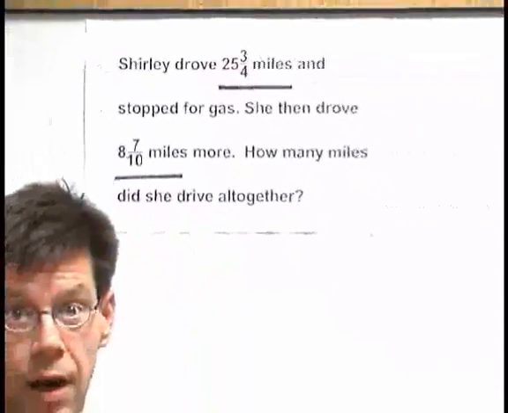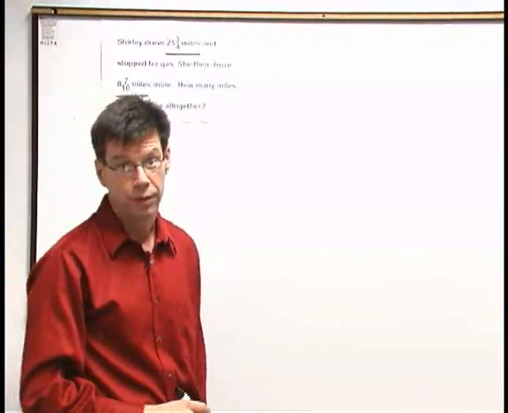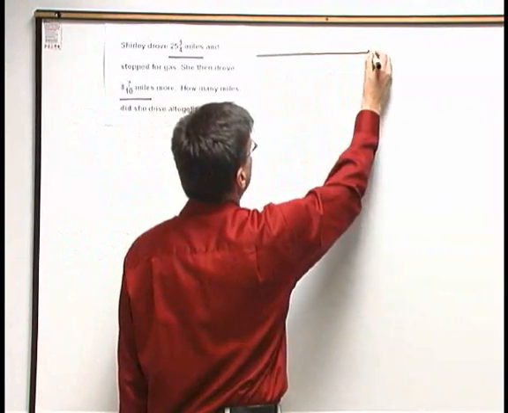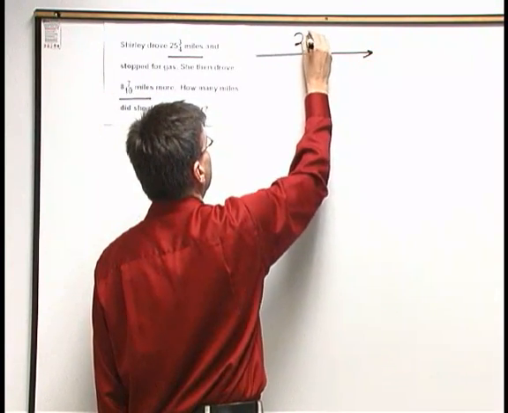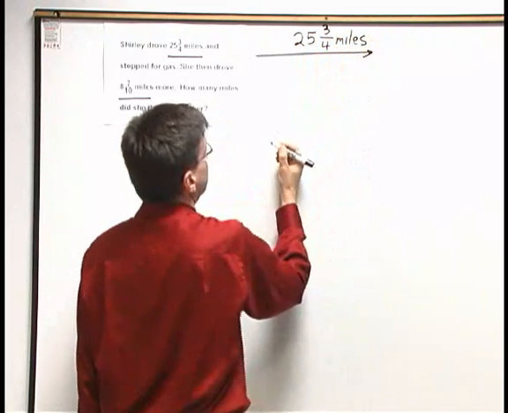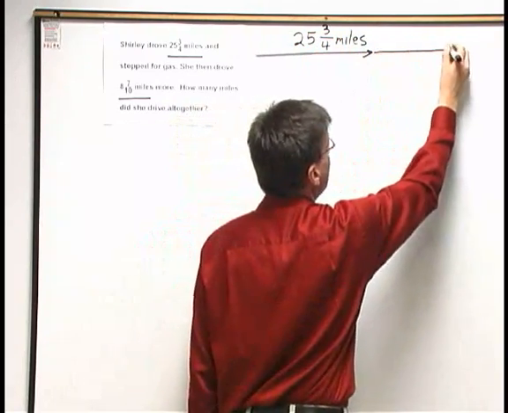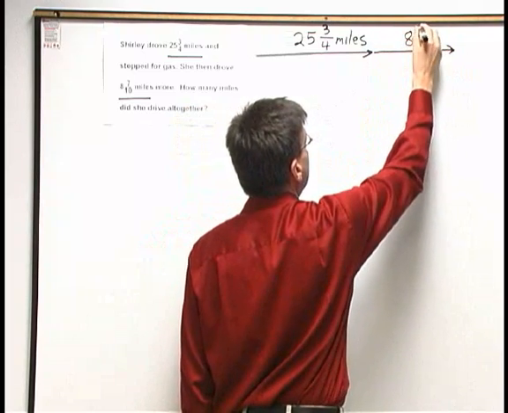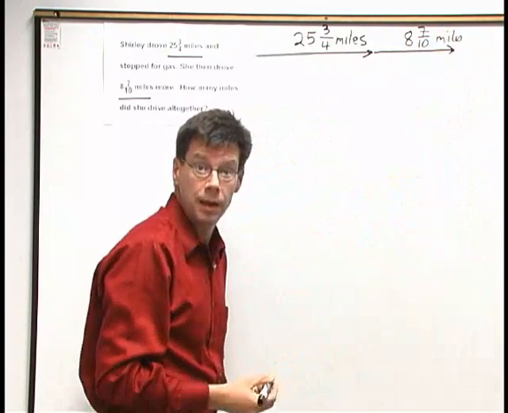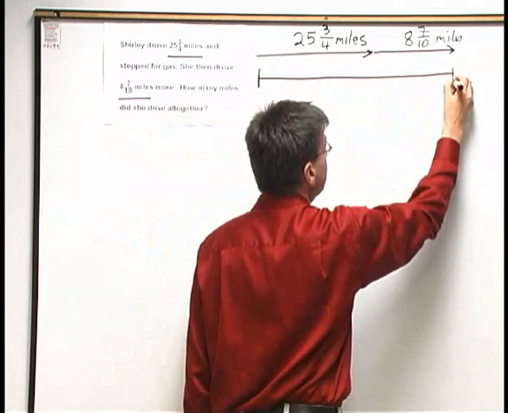Since two distances are involved, let's draw a picture to illustrate how these distances are related to each other. Shirley drove 25 3/4 miles. Then she stopped for gas. After that, she drove 8 7/10 miles more. In this problem, we want to figure out how far she drove altogether, from beginning to end.